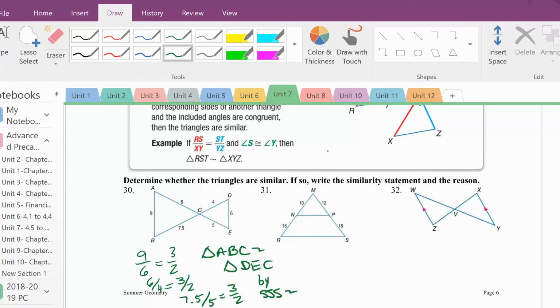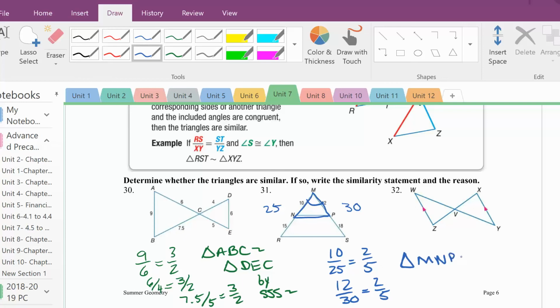Here you have two triangles. You have the smaller one right here, and you have the whole one. Now understand the side here in the whole one's 25, and the side here in the whole one's 30. So you have to ask yourself, is 10 over 25, which that scale factor would be 2/5, is that equal to 12 over 30, which is also 2/5? And then notice angle M is the same in both of them. So you could say triangle MNP is similar to triangle MRS by side-angle-side similarity.